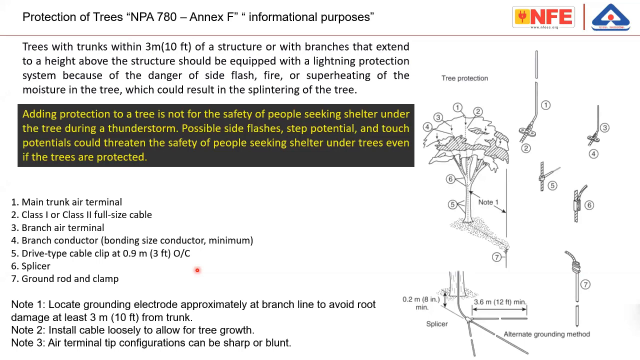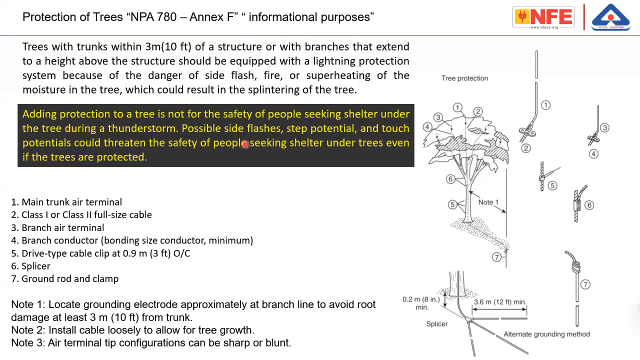What is written? Trees with trunks within 3 meters, 10 feet, of a structure, or with branches that extend above the structure, should be equipped with a lightning protection system because of the danger of side flash, fire, or superheating of the moisture in the tree, which could result in the splintering of the tree. So this is to protect the tree.